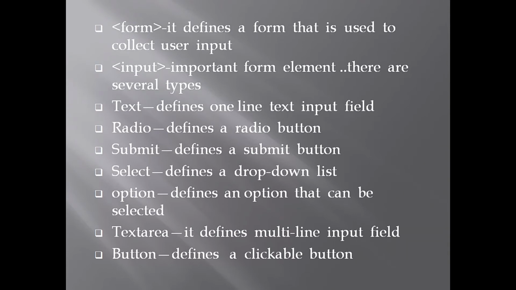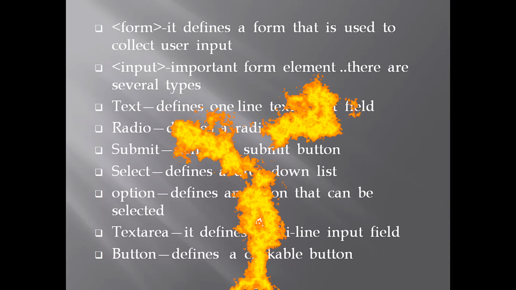Important form elements. There are several types of inputs. Text defines a one-line text input. Radio defines a radio button. Submit defines a submit button. Select defines a drop-down list. Option defines an option that can be selected. Textarea defines a multi-line input field, and button defines a clickable button.